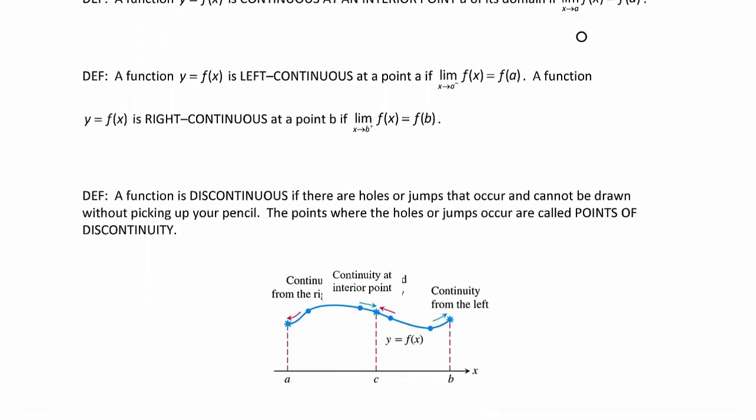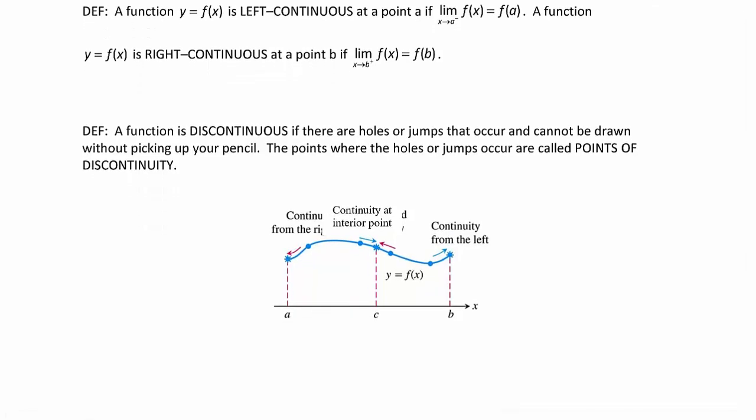We have definitions for left and right hand continuity as well. A function y equals f of x is left continuous at a point a if the limit as x approaches a from the left of f of x is equal to f of a, and a function y equals f of x is right continuous at a point b if the limit as x approaches b from the right of f of x is equal to f of b.